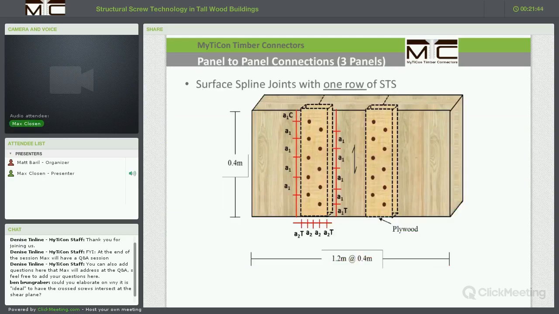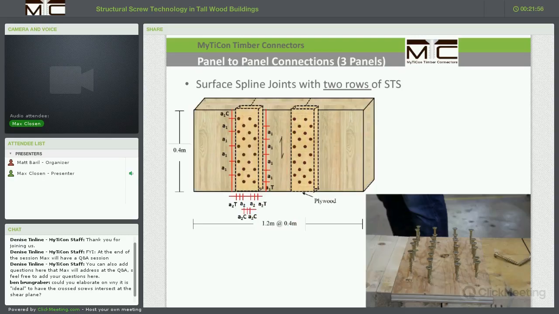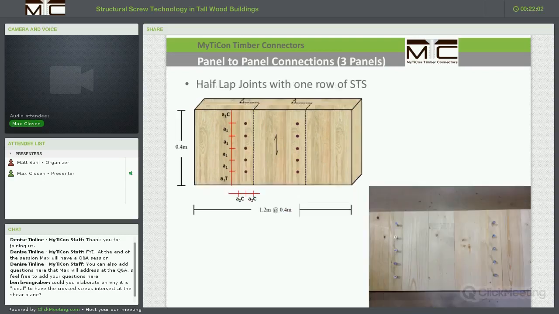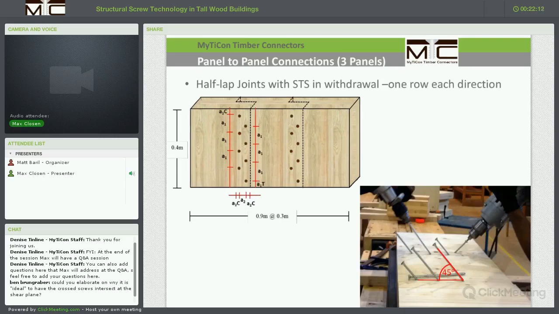Here, a quick walkthrough for the CLT connection setups. We have basically a CLT panel with 1 row of screws and a surface spline made from plywood 3/4 inch. We do have 2 rows of screws, double the amount of fasteners in the connection. We do have half-lap joints with 5 fasteners per sheared lane in 3-ply panel and 5-ply panel.